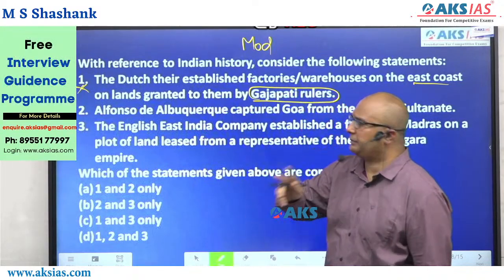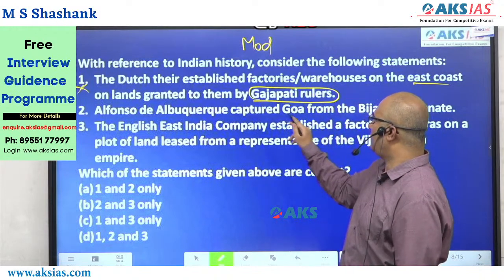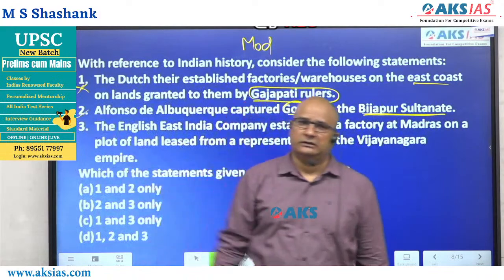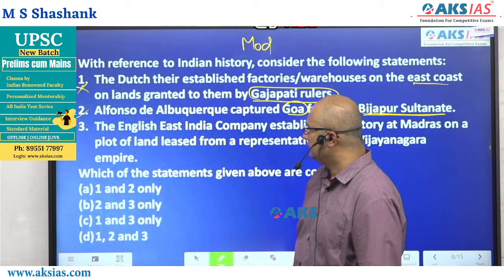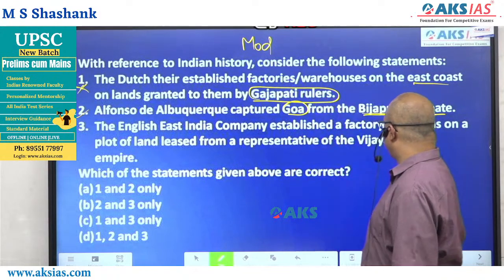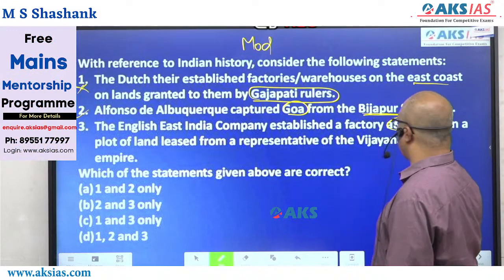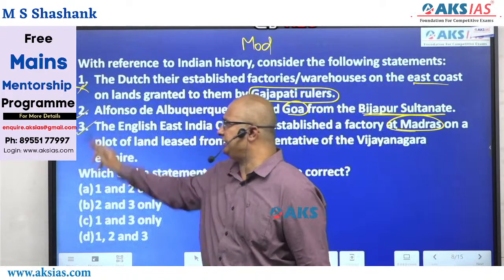Alfonso de Albuquerque was a Portuguese governor. He captured Goa from the Bijapur Sultans. Absolutely right. Straightforward, directly available in your textbooks. The English East India Company established a factory at Madras, again direct from the textbooks, on a plot of land leased from a representative of the Vijayanagar Empire, right?